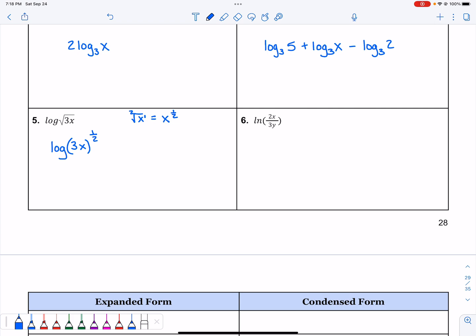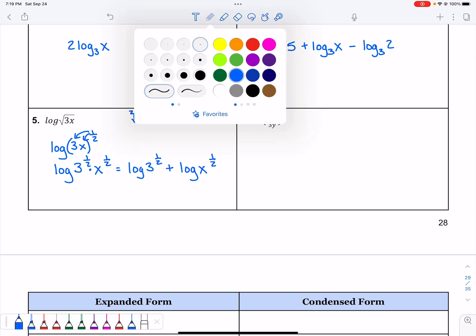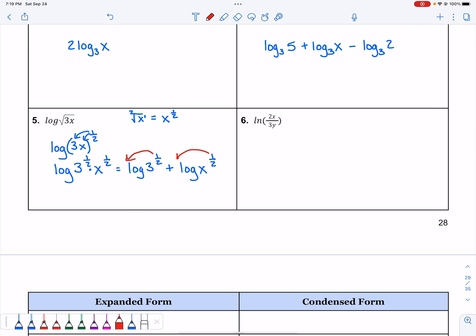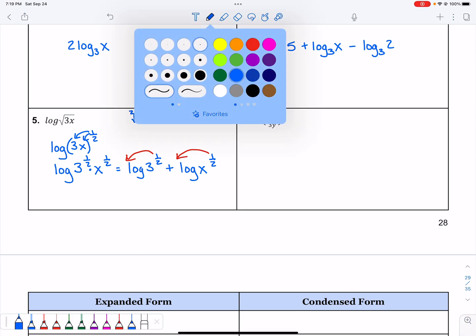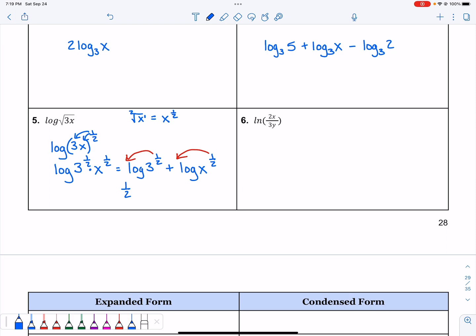Then what I can do is distribute the 1/2 power so that now I have log of 3 to the 1/2, x to the 1/2. And then we could rewrite that with log of 3 to the 1/2, and then it's multiplying by x to the 1/2. So we need to add it and say that's log of x to the 1/2. And then in the next step, we have to move those powers out front. That would be our final step in expanding this log expression. So we have 1/2 log of 3 plus 1/2 log of x.